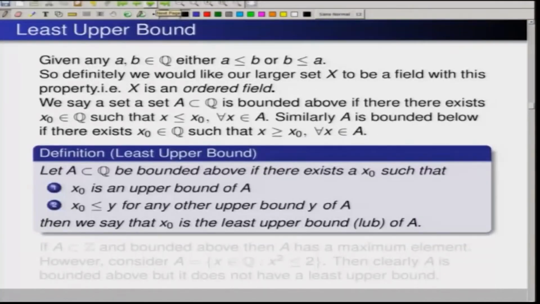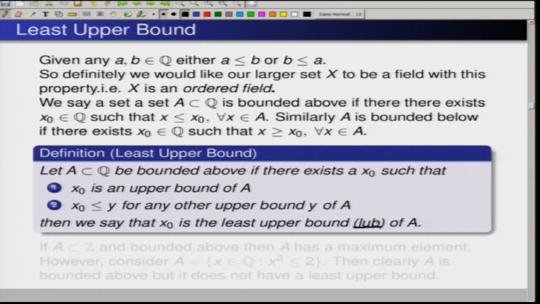However, among all the upper bounds, if we look for the least of the upper bounds, that is called the least upper bound. Now the definition: let A contained in Q be bounded above. Suppose there exists an x naught such that x naught is an upper bound of A, that means every element x of A is less than or equal to x naught. Now, if y is any other upper bound of this set A, that is, x is less than or equal to y for all x in A, then in that case x naught is less than or equal to y for any other upper bound y of A. Then we say that x naught is the least upper bound, or in short we write it LUB of A.